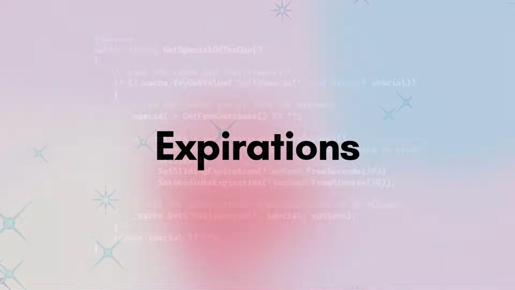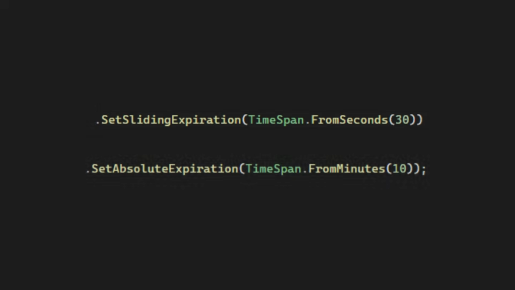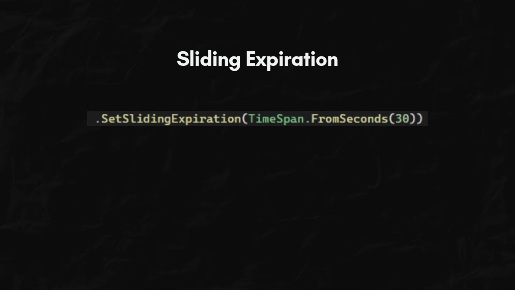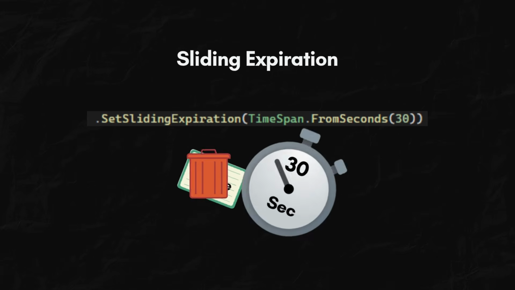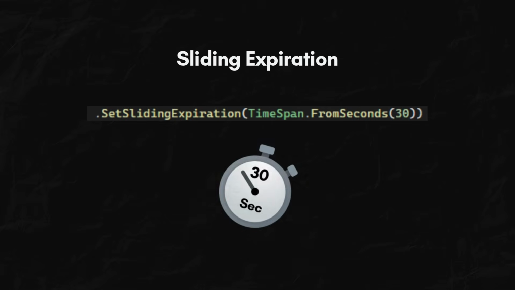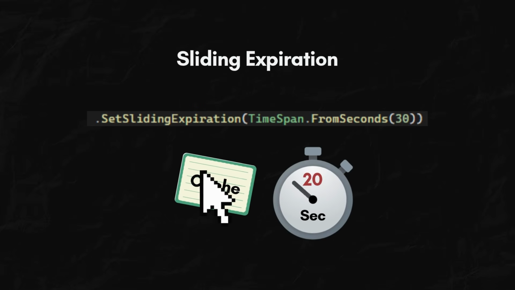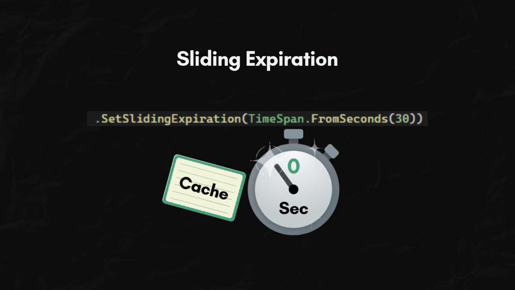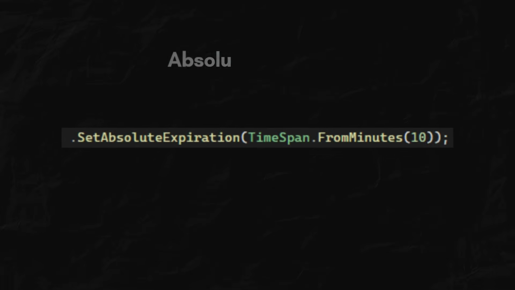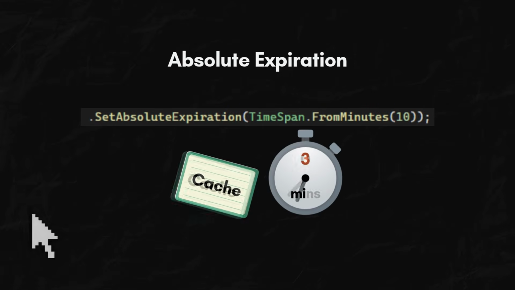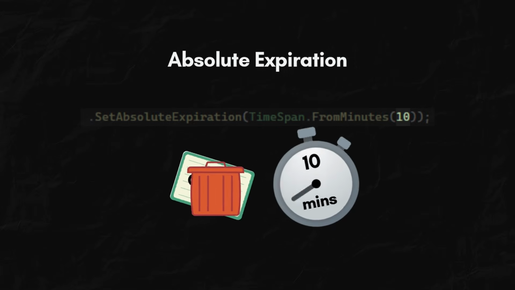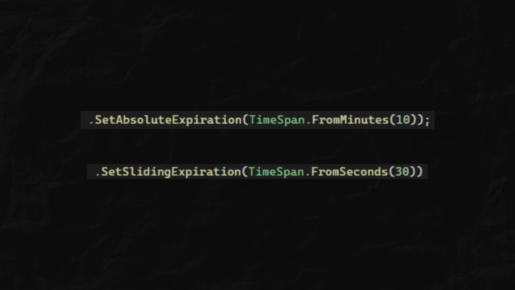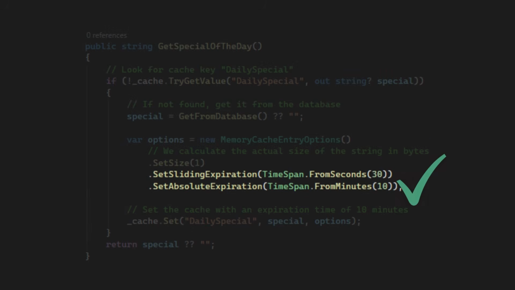Second boundary, expirations. We have sliding expiration, like an inactivity timer. If nobody touches the cache for 30 seconds, it's gone. But if it gets accessed, the 30-second timer resets. Then there's absolute expiration, like the cache saying, I don't care if you touch me or not. After 10 minutes, I'm out. And yes, these two can team up for maximum effect.